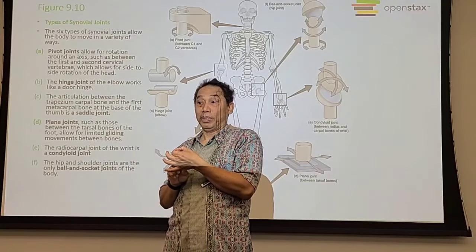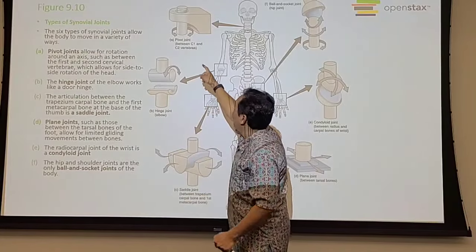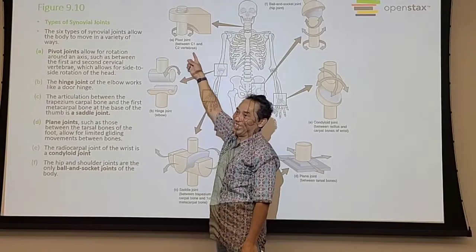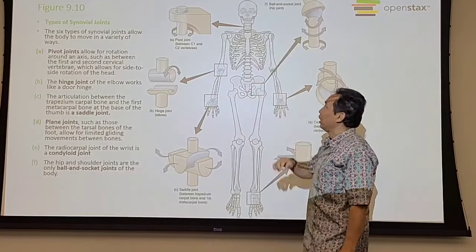There are several types of movements. One of them is rotation. Are you with me? So that fifth joint is between C1 and C2. You can just say C1 and C2, atlas and axis. Got it?